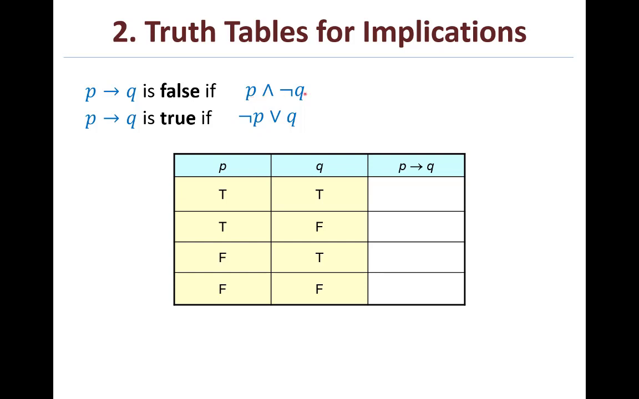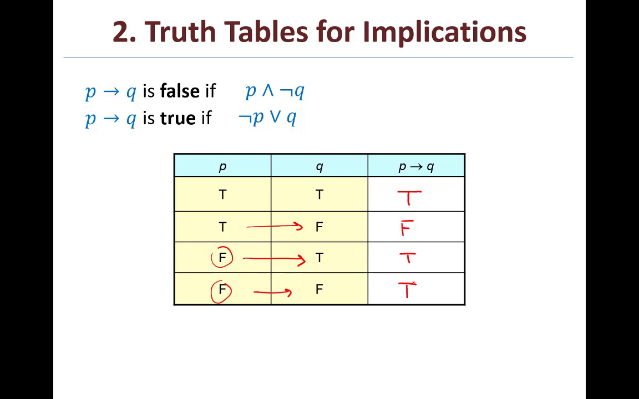P and not Q, so no, I think that's going to be true. True implies false. There's our counterexample. That's the one situation where my hypothesis is true and the conclusion is false, so that's false. What about false implies true? Well, the implication is true if not P or Q. So actually, as long as my P is false, it's going to be a true implication.